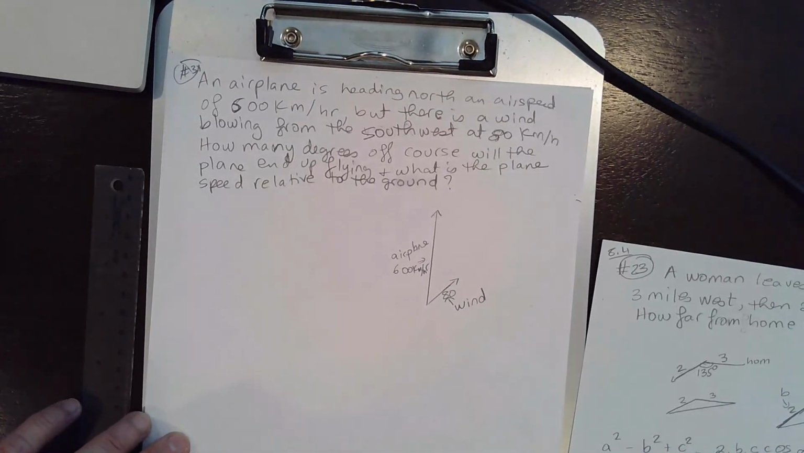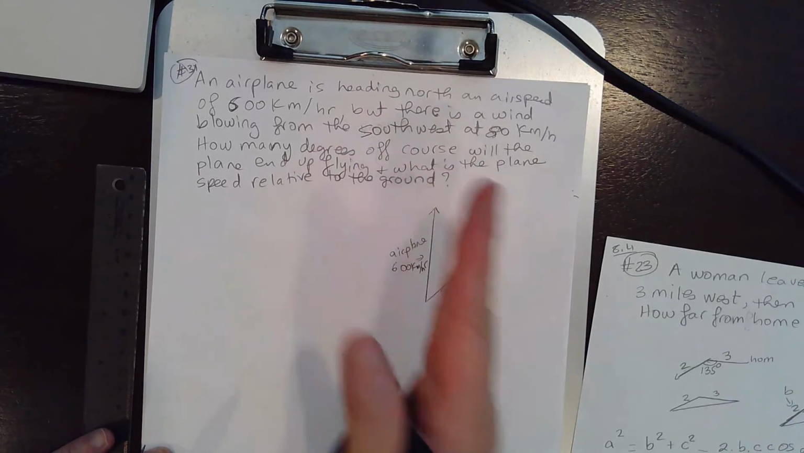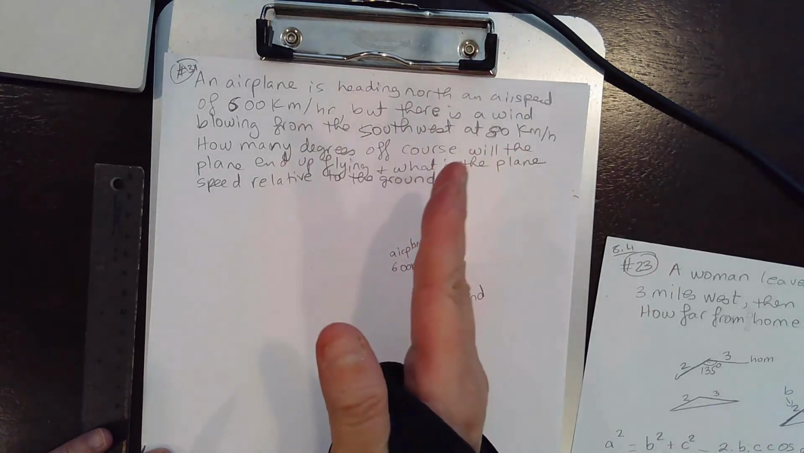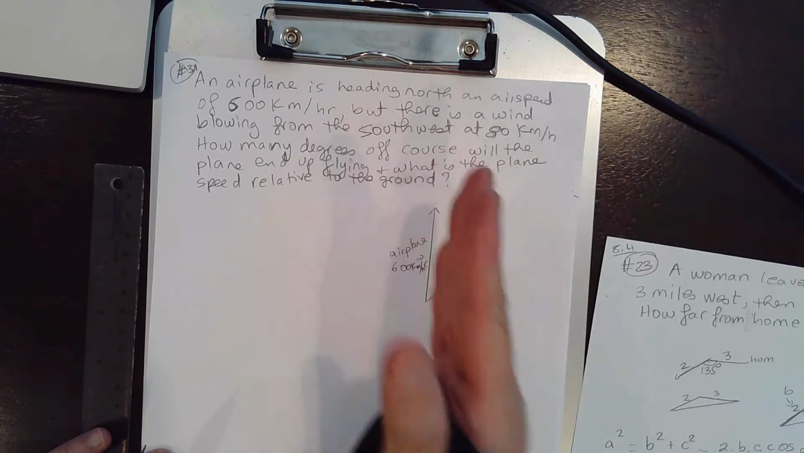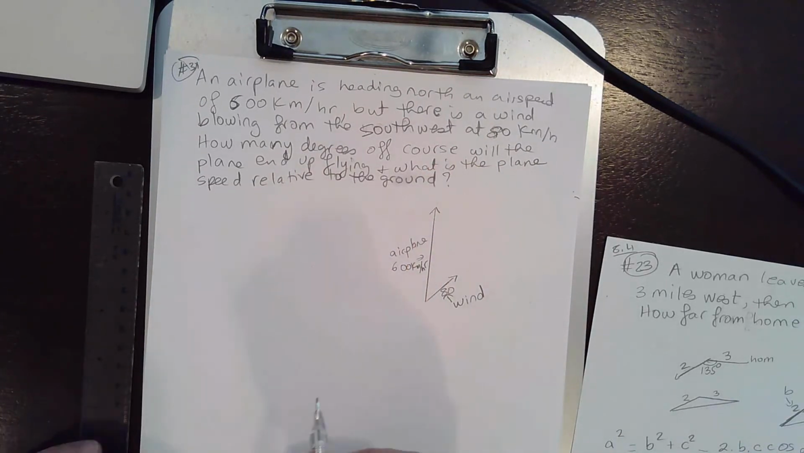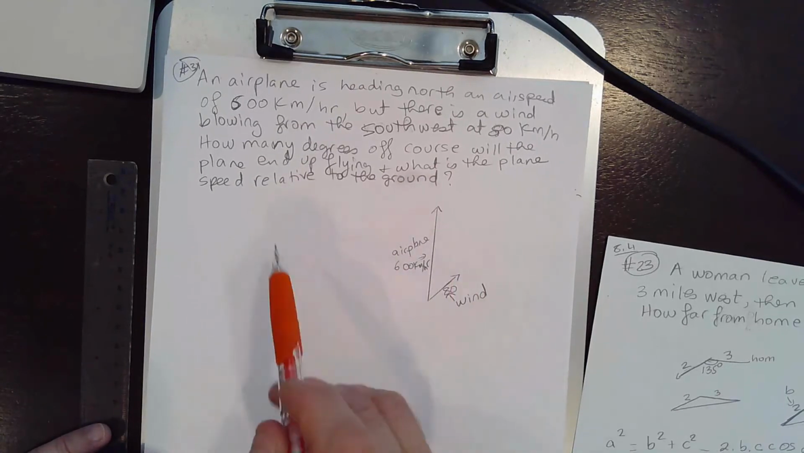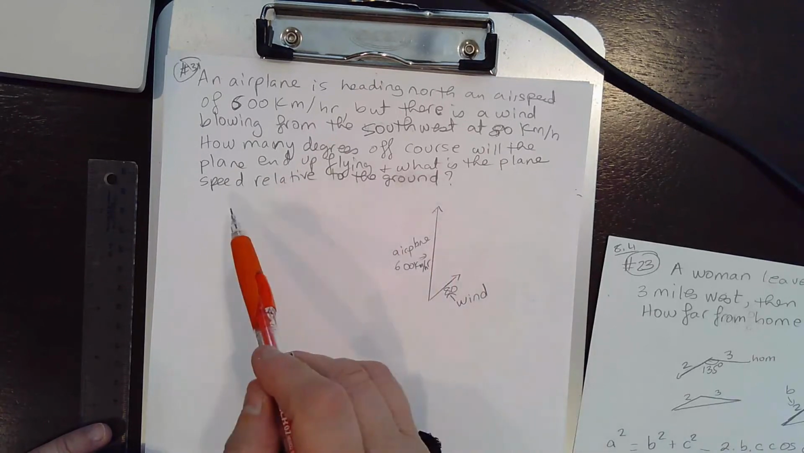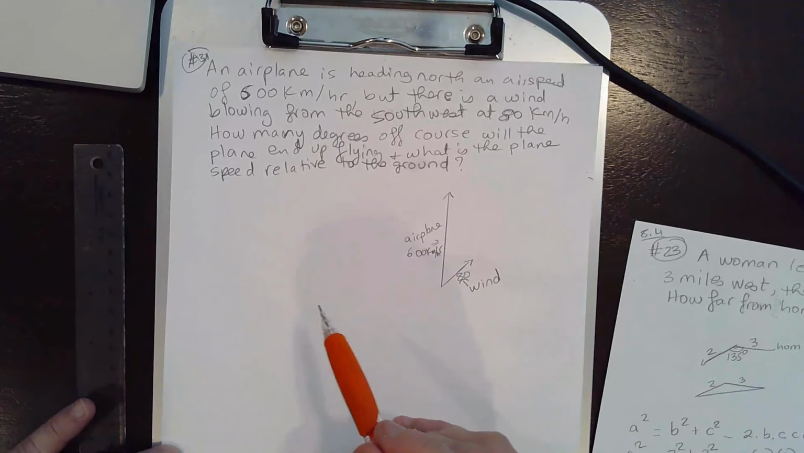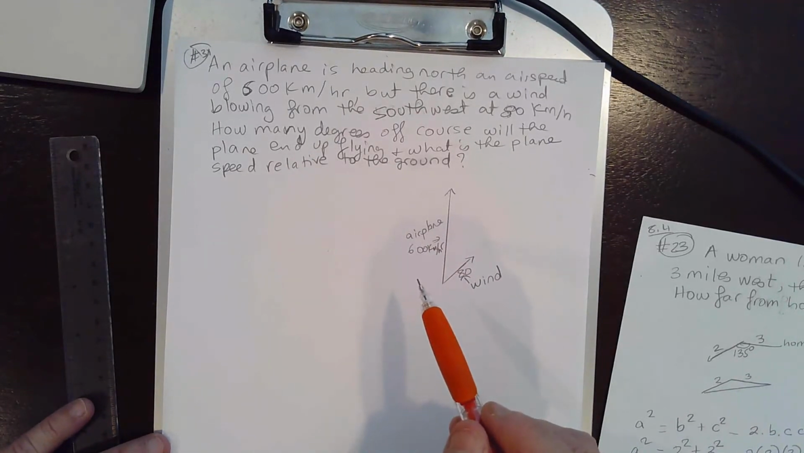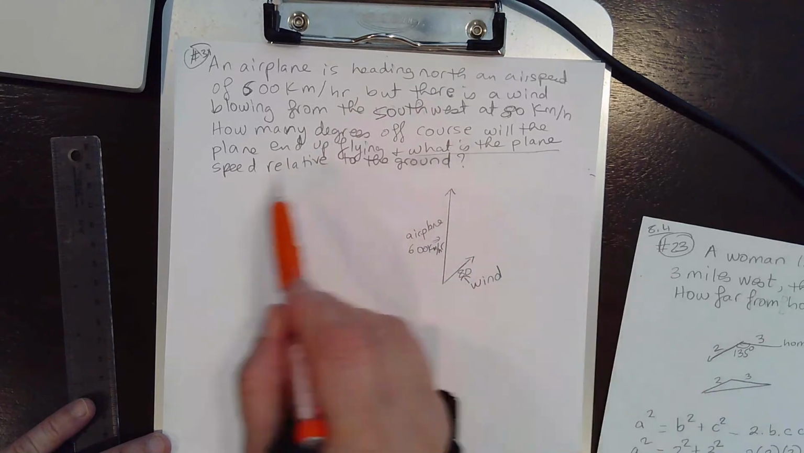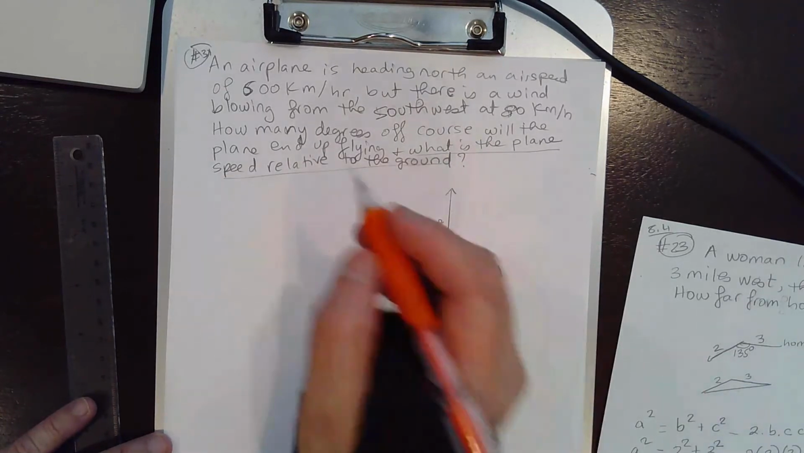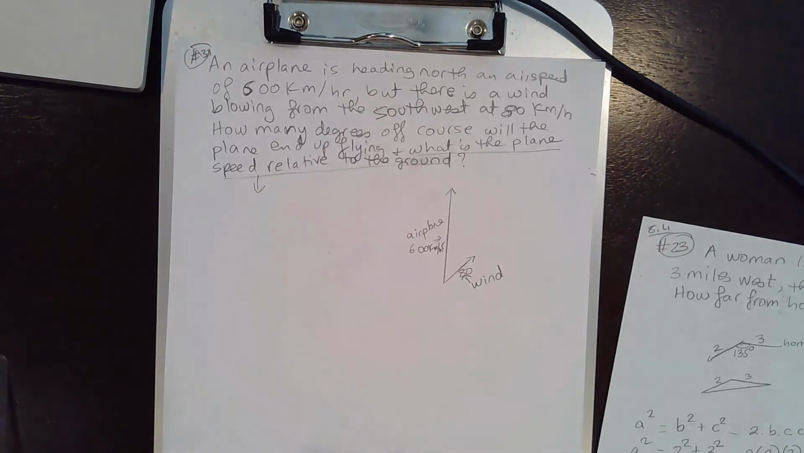They want to know how many degrees off course the plane will end up flying. As you know, it's heading this way, but when the wind heads this way, it's going to swerve. It's not going to go north anymore. Because of the wind, it's going to be off course. So they want to know how many degrees off course the plane will end up flying, and what is the plane's speed relative to the ground. Since we're using the law of sines and law of cosines, I'm going to answer this question first: what is the plane's speed relative to the ground?